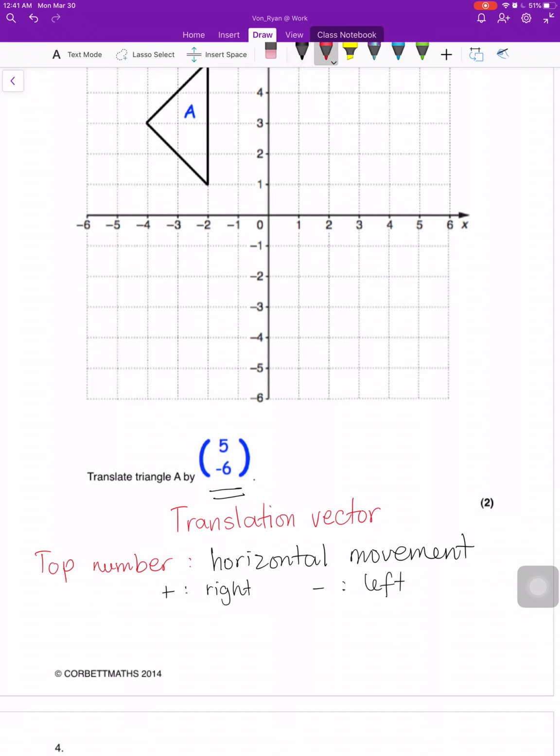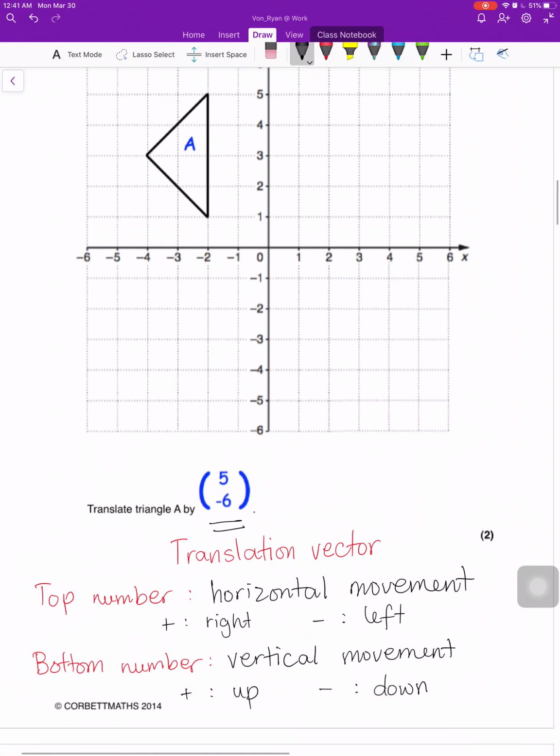The bottom number, on the other hand, as you guessed it right, is going to be the vertical movement. And positive is up, negative is down, similar to the convention of the positive and the negative y-axis. So if you look at this translation vector, it's 5 and negative 6. You can reword it as 5, since it's positive, to the right, and then 6 down, because it's a negative 6.